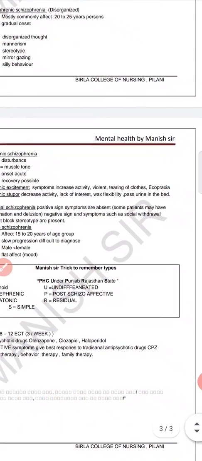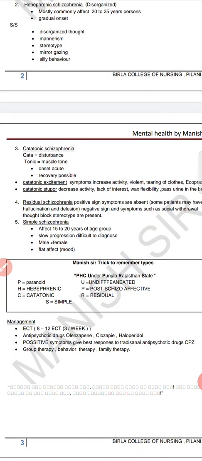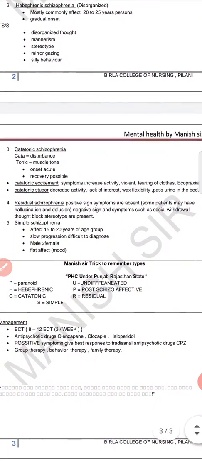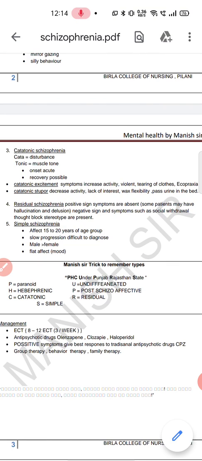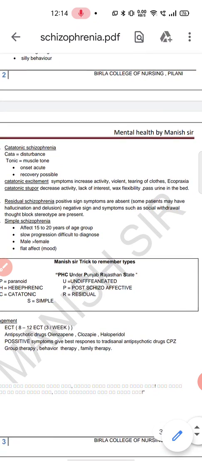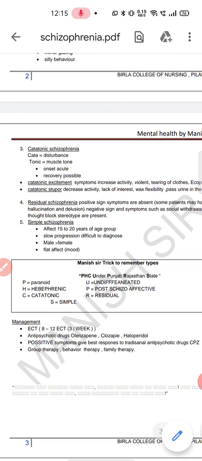Next one is catatonic schizophrenia. Catatonic is derived from two words, cata meaning disturbance and tonic meaning muscle tone. That means disturbance in muscle tone due to schizophrenia. Its onset is acute and recovery is possible. Catatonic schizophrenia may show two types of signs and symptoms. The patient may have catatonic excitement, showing increased anxiety, increased activity, violent tearing of clothes, echopraxia. Or the patient may have catatonic stupor, with decreased activity, lack of interest, waxy flexibility, and passing urine in the bed. This is catatonic schizophrenia.